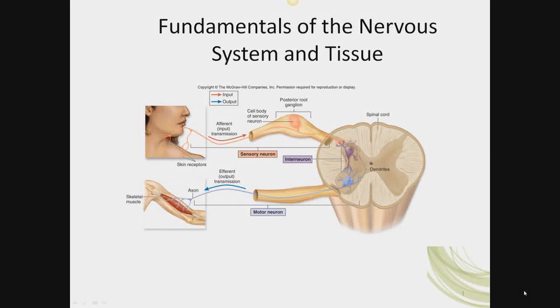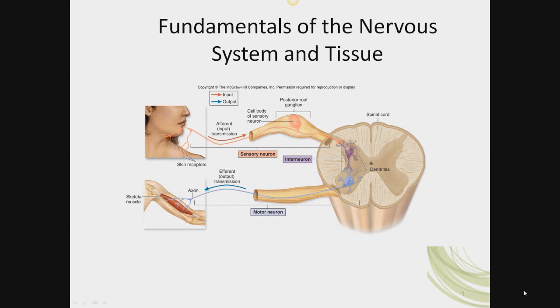Hello, it's time to now discuss fundamentals of the nervous system and nervous tissue. This is chapter 14 in your anatomy book. The nervous system is actually referred to as the nervous organ system, in which it would be comprised of all tissue types, but it primarily is composed of nervous tissue, neurons and glial cells.